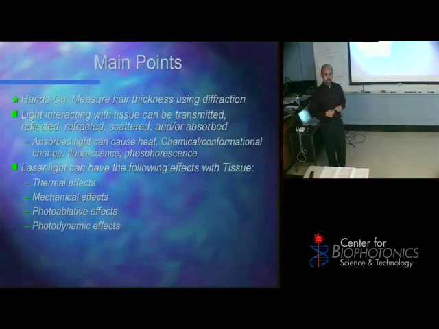And that tends to be when photons are absorbed, it tends to be when a lot of interesting things happen. Okay? And we're also going to look at how laser light can interact with tissue and have thermal effects, mechanical effects, photoablative, and photodynamic effects. Okay, we're going to look at all those 4 different ways in which laser light interacts with tissue.